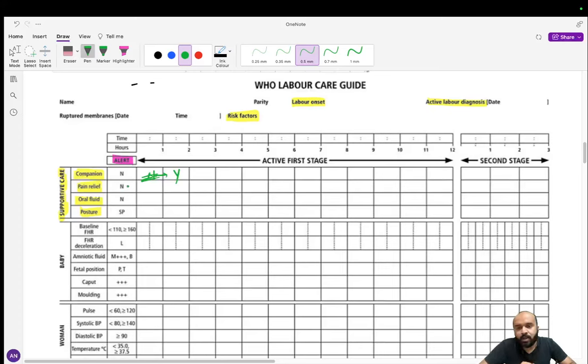So basically, you cannot have a patient with no pain relief or without any oral fluids. And of course, you cannot be keeping the patient in a SP, that is supine position. Why? Because in supine position, there is aortocaval compression and uterine perfusion is going to be hampered, which is why you cannot have the answer to posture as supine. The patient has to be either in the form of a left lateral, that is LL, or she must be walking, that is mobilized.